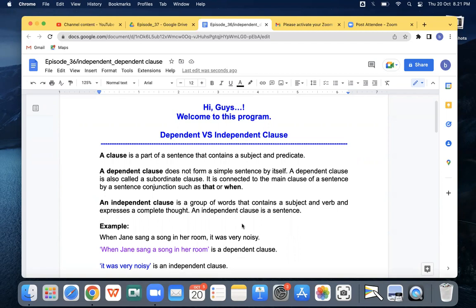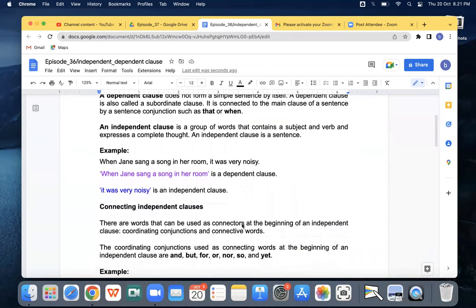An independent clause is a group of words that contains a subject and verb and expresses a complete thought. An independent clause is a sentence. For example, when Jane sang a song in her room, it was very noisy. When Jane sang a song in her room is a dependent clause. It was very noisy is an independent clause.